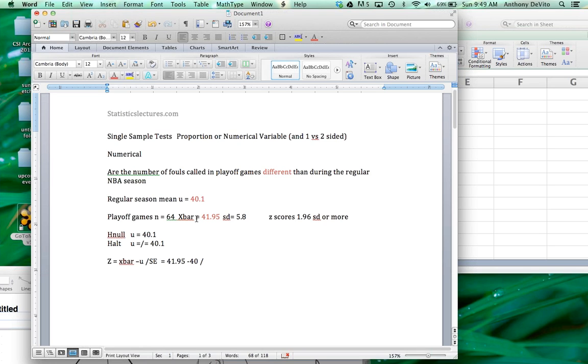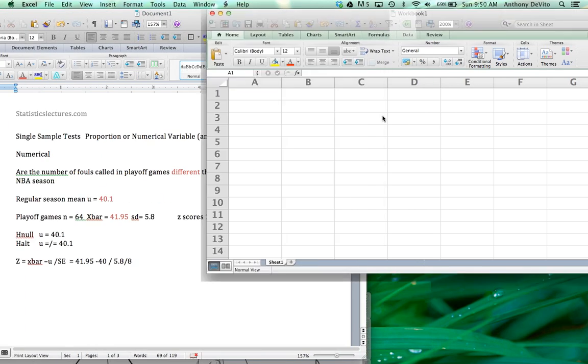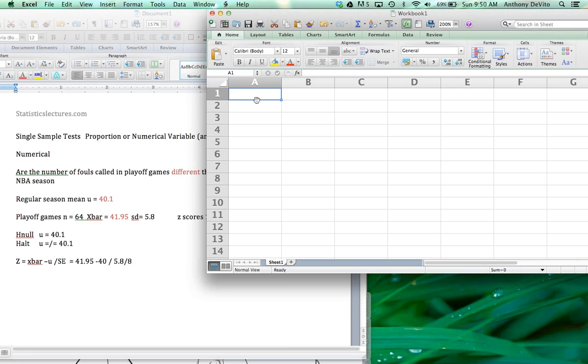Okay, so divided by the standard deviation 5.8, right? Divided by the square root of the sample size. I'm just going to go ahead and put that in. That's going to be 8, the square root of the sample size. So now I'm going to take advantage of Excel being in the background here, and I'm going to say 41.95 and 40, and our 5.8 and our standard deviation 8.